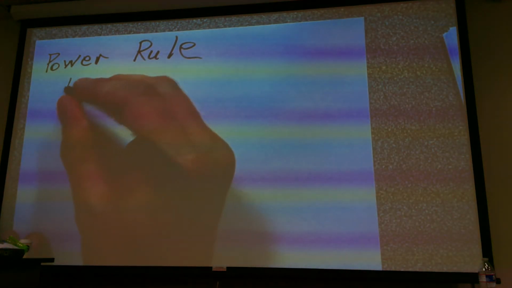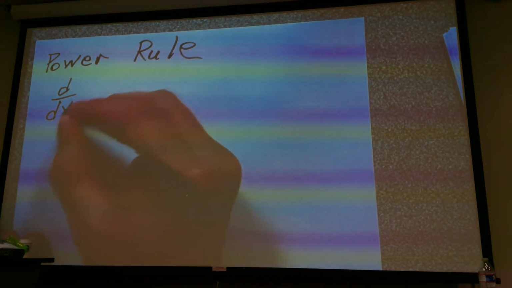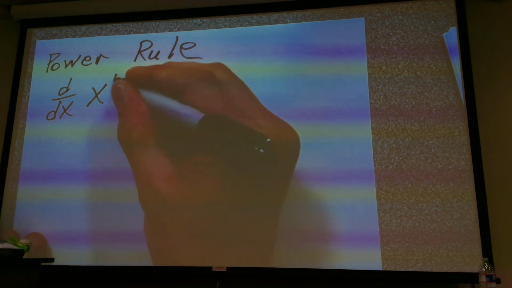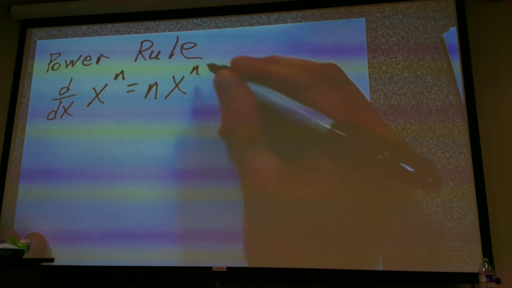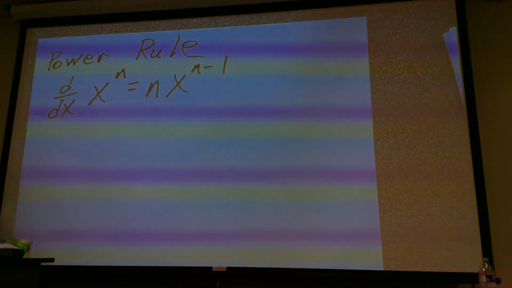Okay, so let's start off today with the power rule. The derivative with respect to x of x to the n power is going to equal n times x to the n minus 1. Okay.